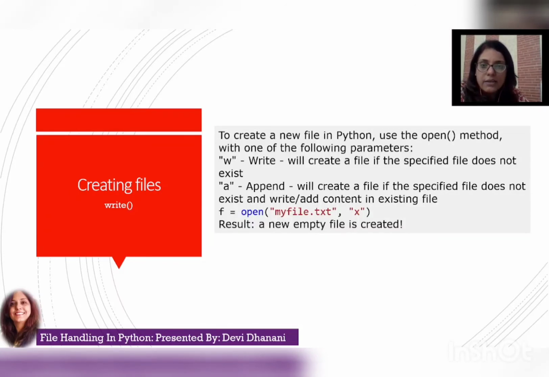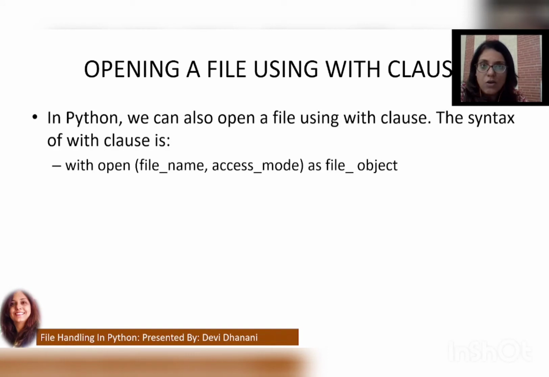Now, as I said, in case I wish to write onto the file, I would like to create a file. So for that we will be using the W mode or the A mode. So to create a new file in Python, we use the open method, but to add content or write content, we will use the write method. So let's have a quick look how we can do this also. But prior to that, let's see an alternative method of opening a file using the with clause.